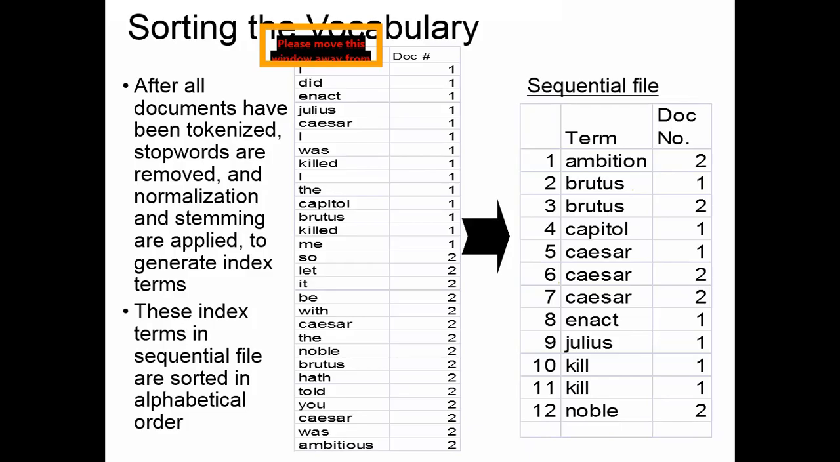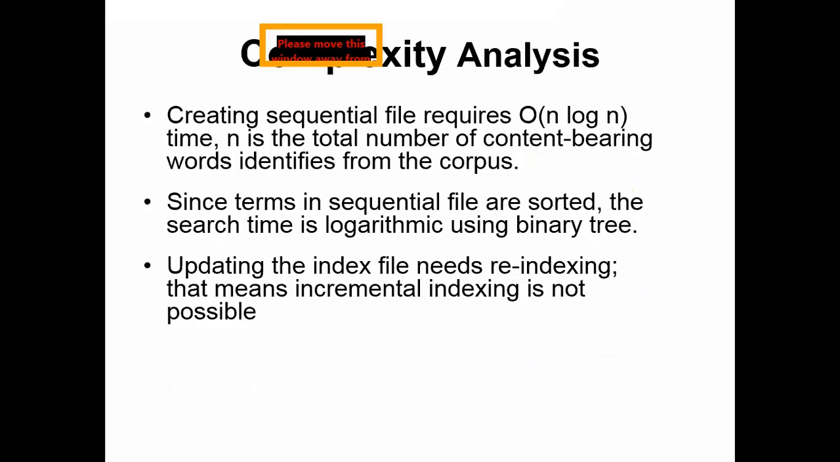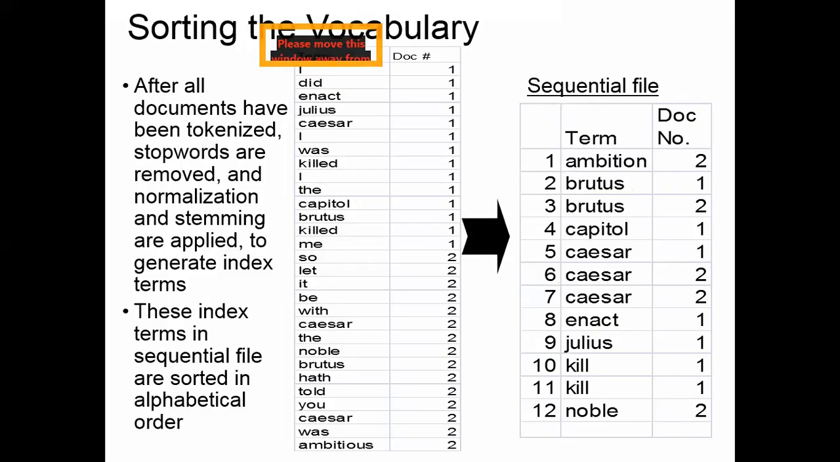But the problem is, even if it is easy and simple to construct, when we are dealing with a sequential file, updating is especially tough and very complex, because rather than incrementally indexing, such sequential files can only be updated by re-indexing, because we are keeping the term multiple times. If there is a term called kill, again it comes.